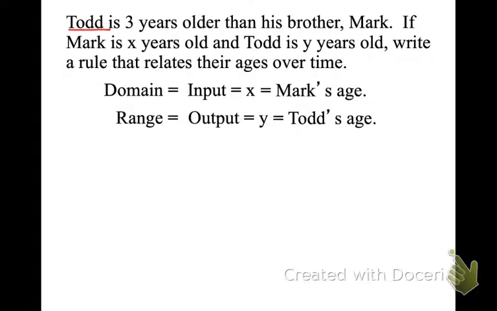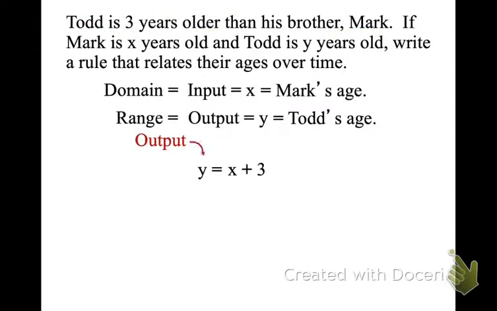So we're going to use this. It says Todd, so I'm going to write a Y for Todd. Y equals 3 older than Mark. So we have to do Mark is X plus 3. Remember, we have that "than," so instead of this over here and the 3 over here, we're going to have to crisscross it because it has the word "than." Okay?